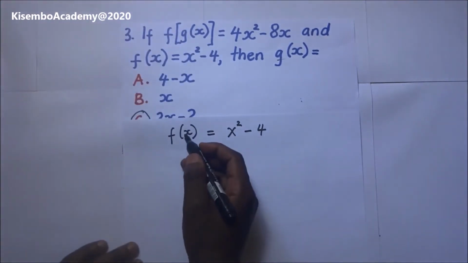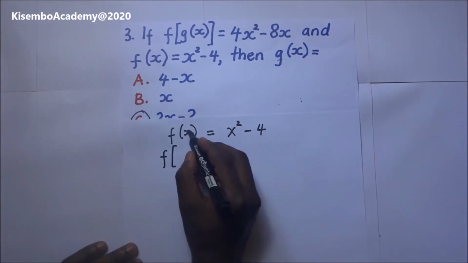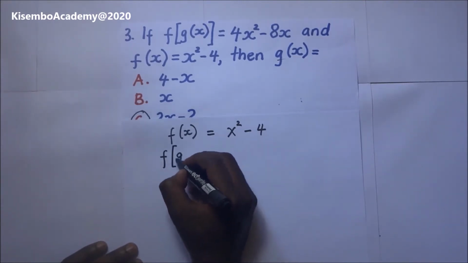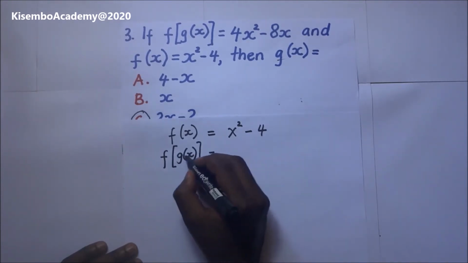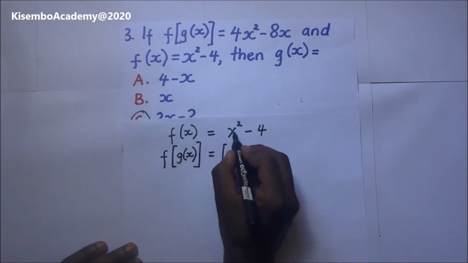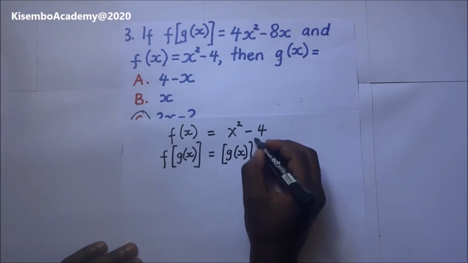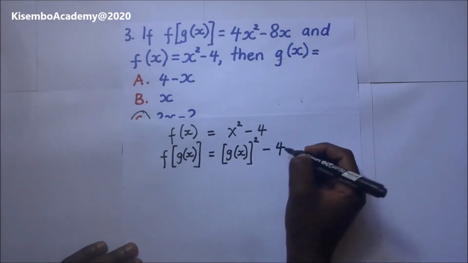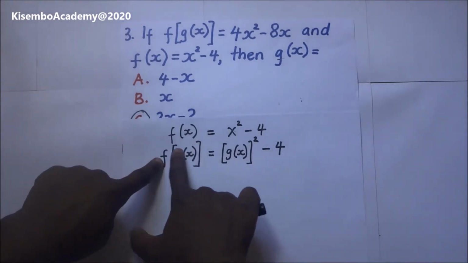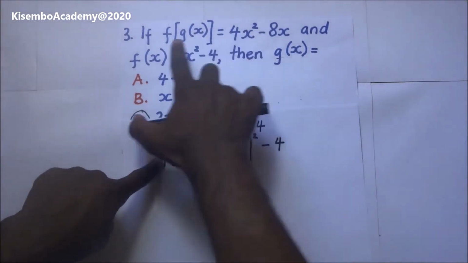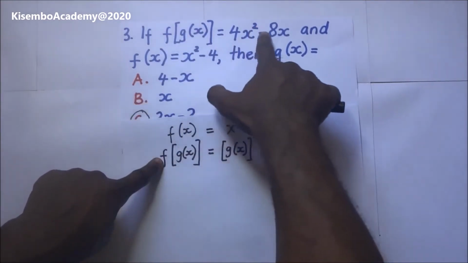So in this case, if we put the function f in brackets where the value of x, now the input has become g of x, this function becomes g of x, where there is x you put g of x. So it becomes g of x squared minus 4. So what is the function where f of g of x is this expression? F of g of x, this composite function, is given by 4x squared minus 8x.